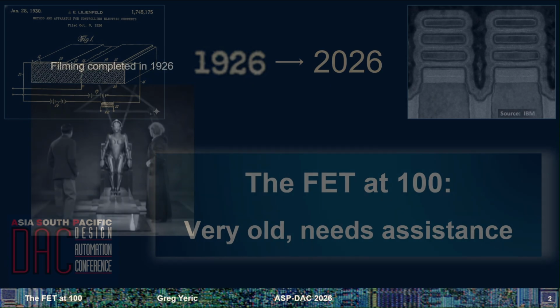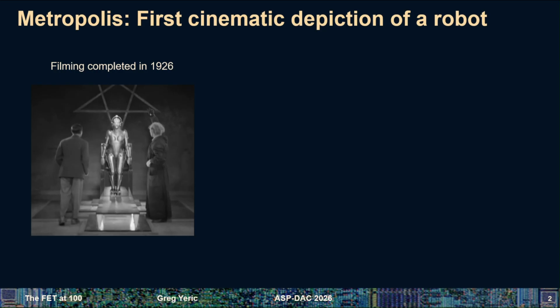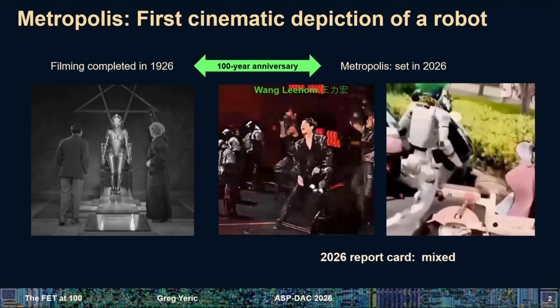For this particular talk, I wanted to first acknowledge another anniversary. This is a film that was filmed in 1926, so 100 years ago. Metropolis was the first cinematic depiction of a robot. And it actually was set this year, so 100 years in the future. So let's give ourselves a report card. Well, the report card's mixed.